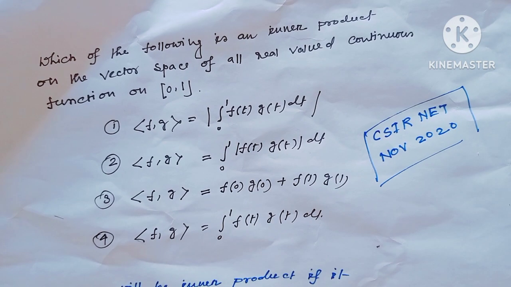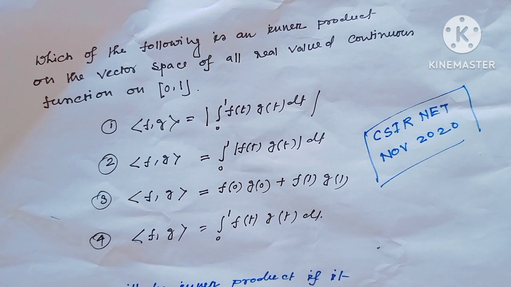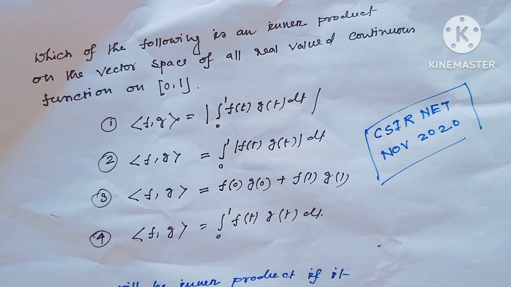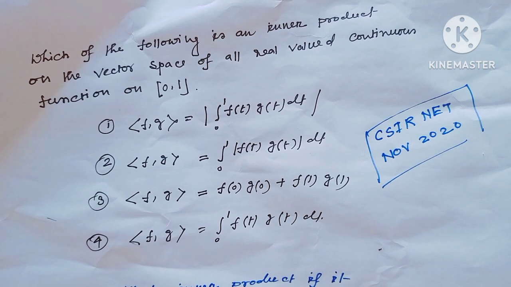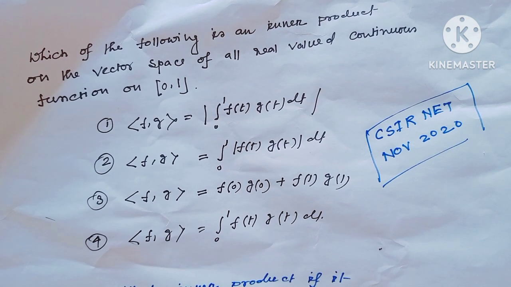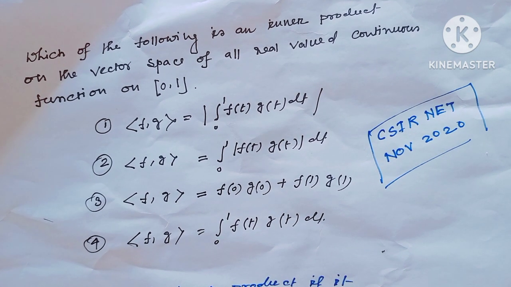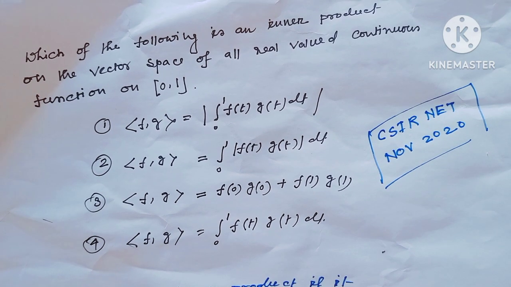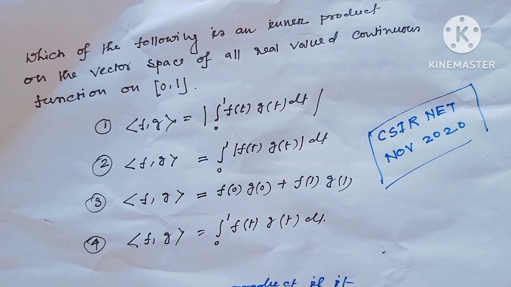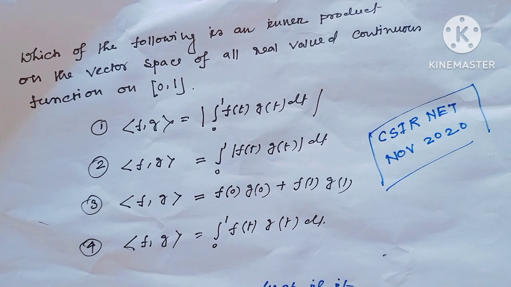which came in the CSIR NET November 2020 exam. The question is a basic question, but just for deep knowledge I have indicated this question again and again. Which of the following is an inner product on the vector space of all real valued continuous functions on the closed interval 0, 1?